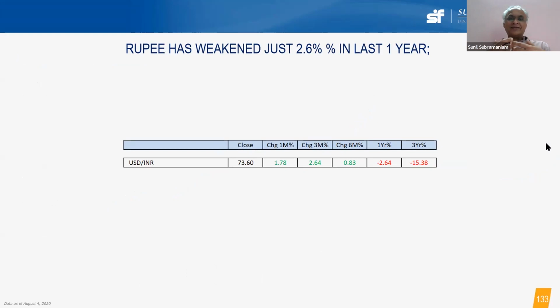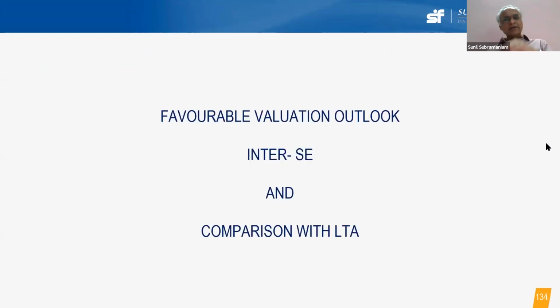So their expectation and prediction turned out to be right, and that's why FII flows continued to strengthen during the course of the last 4 months. The other reason why money came in is the valuation of India compared to the rest of the world and in comparison with our own long-term average.